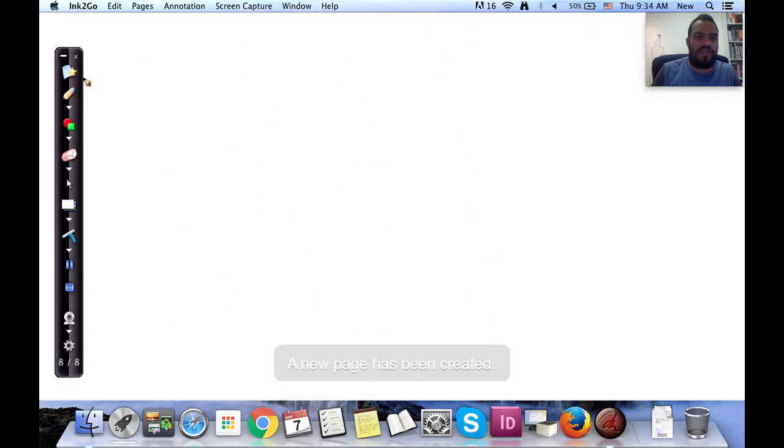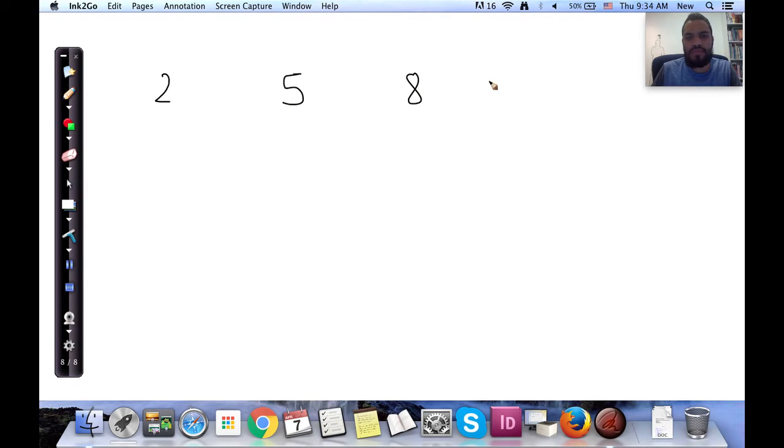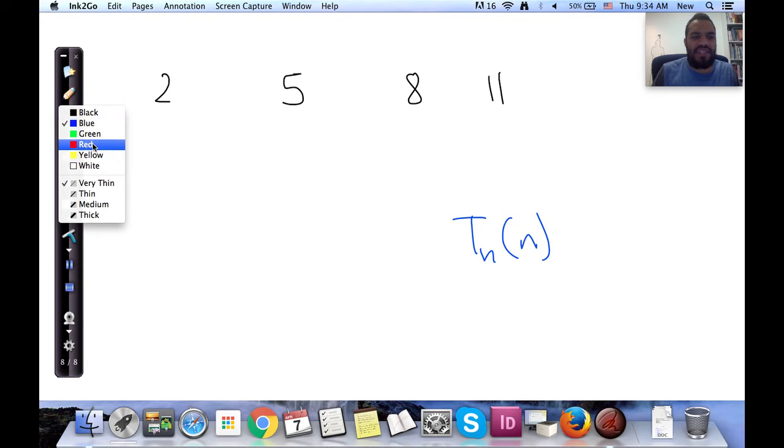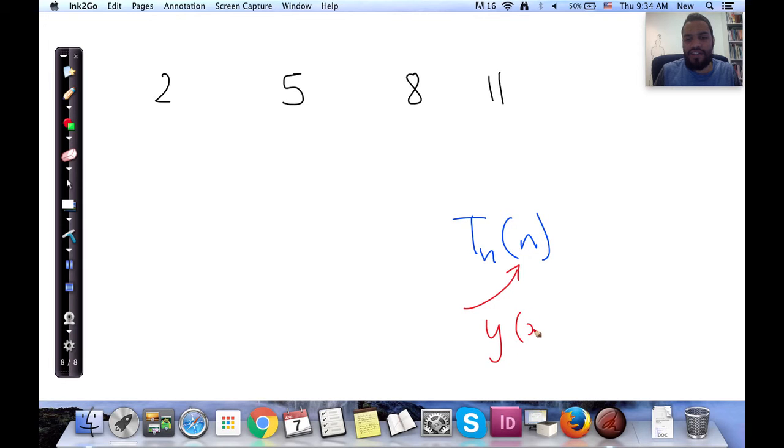The next thing I want to talk about, let's take the same sequence, 2, 5, 8, and 11, is something called Tn. I'm going to say Tn is a function of n. What I'm really saying is that when you throw in an n, you get out a value for Tn, the same way we say y is a function of x: I throw in an x, I get out a y.